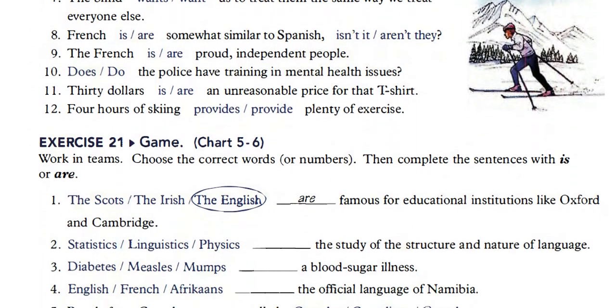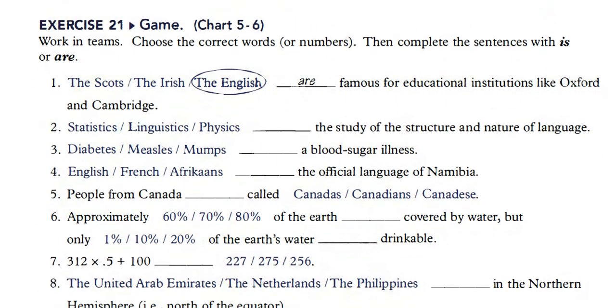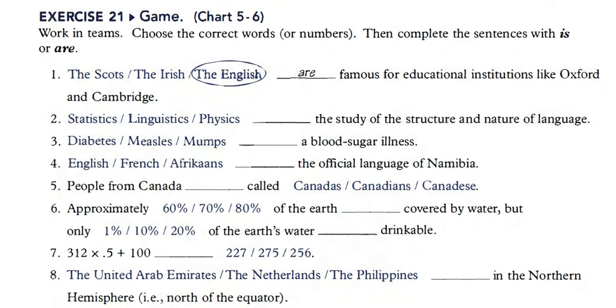We have another exercise, exercise 21. If you look at this exercise, you can find that you choose the correct word or numbers, then complete the sentences with is or are. So here you need to get a point from understanding the sentence.